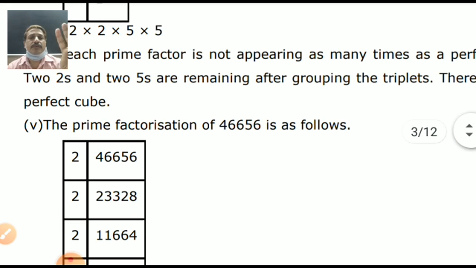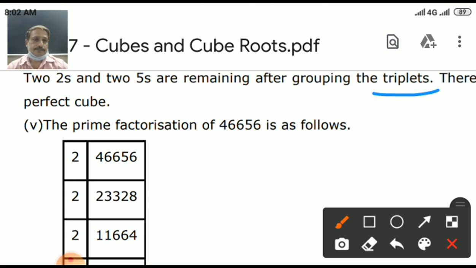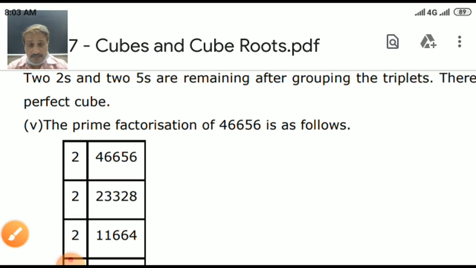You have to write that a multiple of 3 means triplet. Remember the spelling of triplet. See students, the triplet spelling is given here. Triangle means 3 sides, 3 angles, like that. Three things, that means triplet.